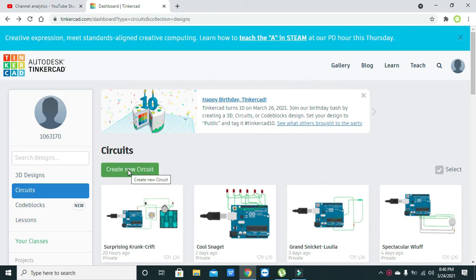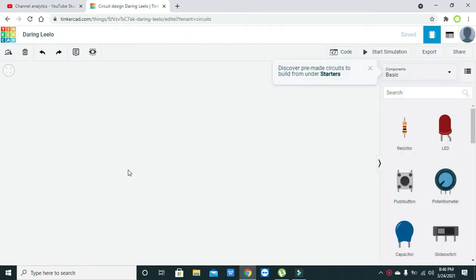So today we will make a new circuit within the Tinkercad, and that is the series circuit of 220 incandescent bulbs.